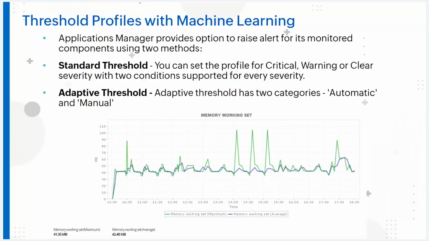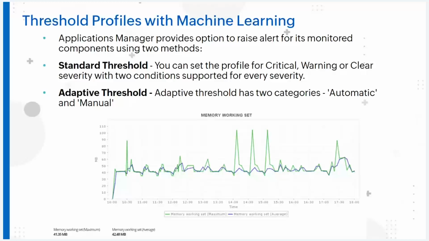One is the standard threshold profile. In a standard threshold profile, you'll just give critical if it is greater than 90 percent, warning if it is greater than 85 percent, and clear if it is less than 85 percent. So we will be manually setting those values, and if it crosses the given values, it will send a warning or critical alert to you based on the threshold profile value which you have configured. So this is the behavior of the standard threshold profile.